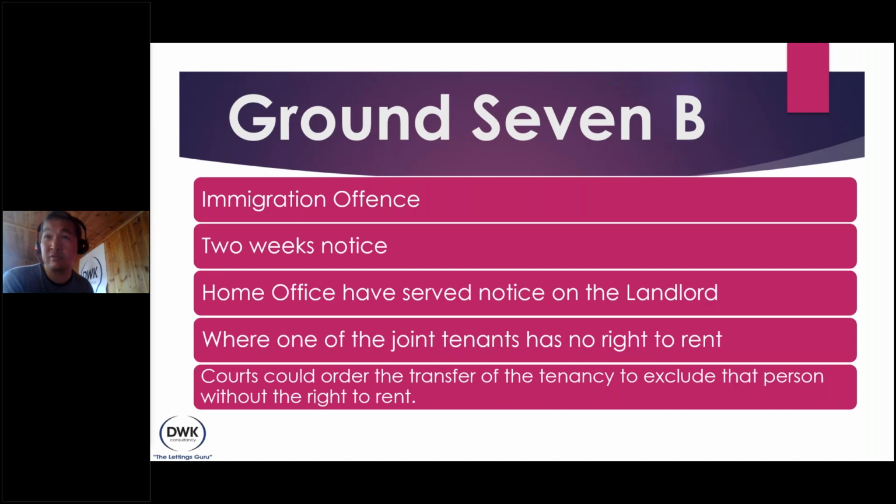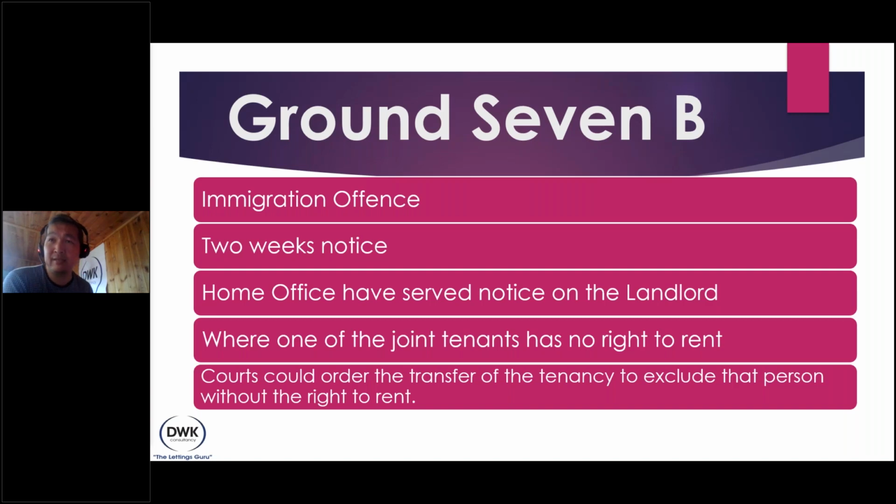Again, I don't know if anyone's ever received a notice from the Home Office in that sense, but if you do, to say that one person residing at the property is an illegal immigrant, so to speak, or has lost their right to rent, then you've got to serve notice under Ground 7B, giving 2 weeks notice in relation to seeking possession of that property.